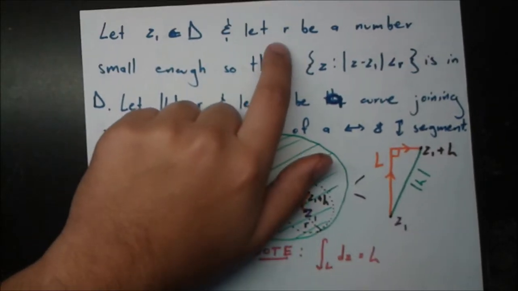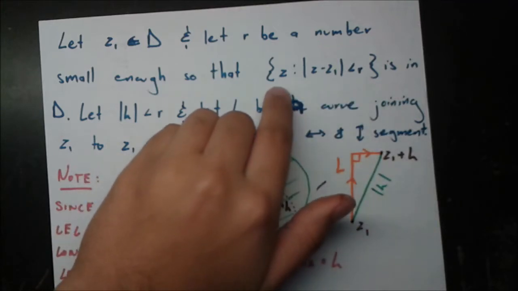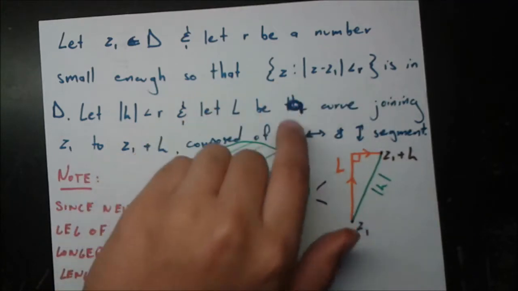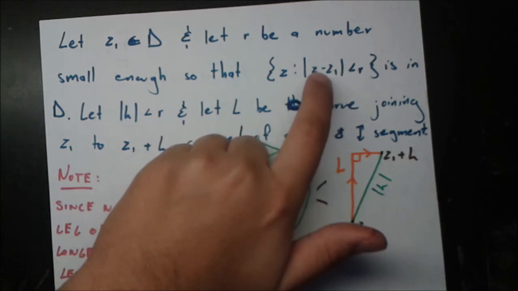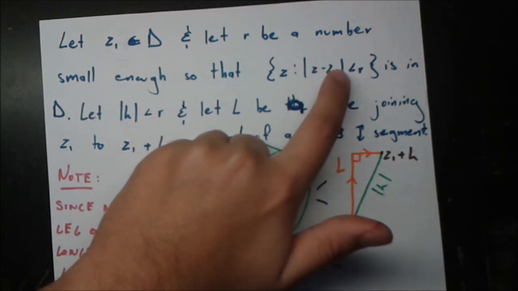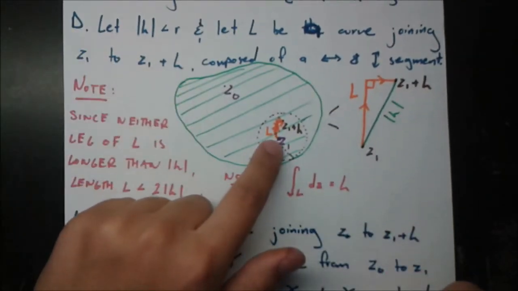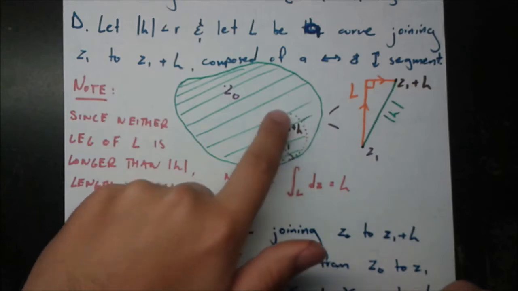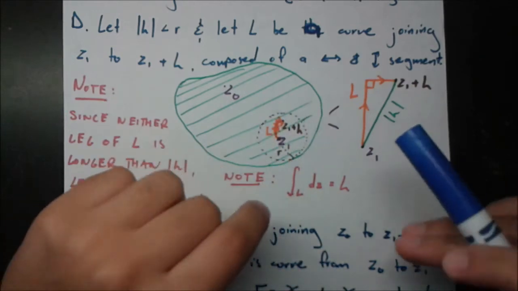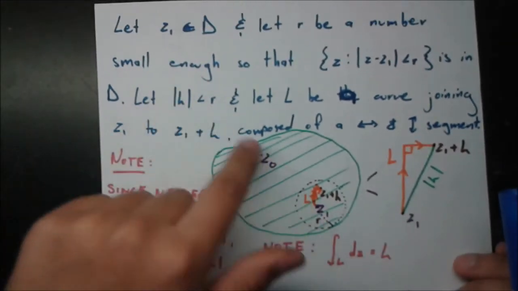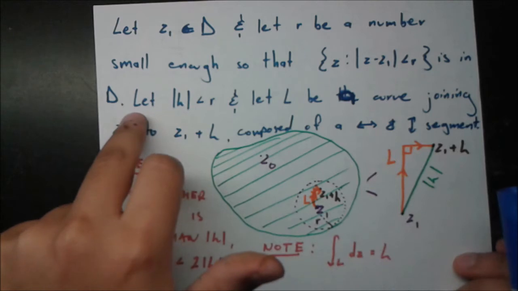And let R be a number small enough so that this whole thing right here in brackets just represents a disk. So remember, it's the modulus of z minus z1 less than R, which means that the disk centered at z1 with radius R is inside D. So what I've drawn here is, here's z1 again, and here's R. This little purple disk right here has radius R, and it's an open disk. So this disk is small enough so the whole open disk lies completely inside D, which is what this line stated.